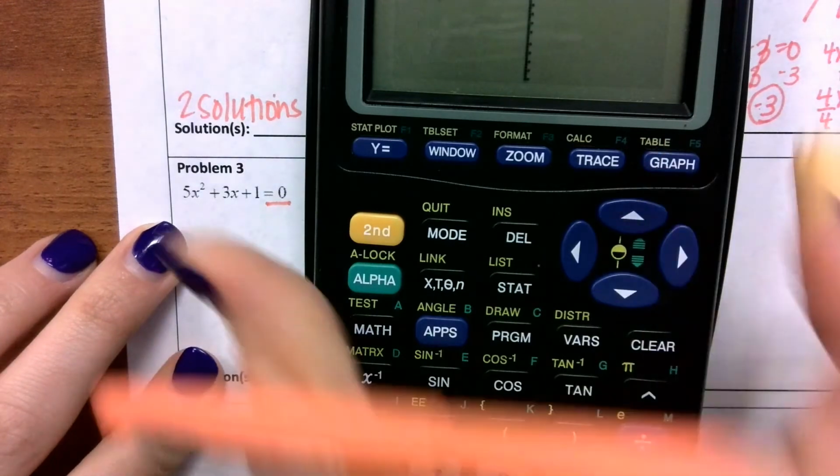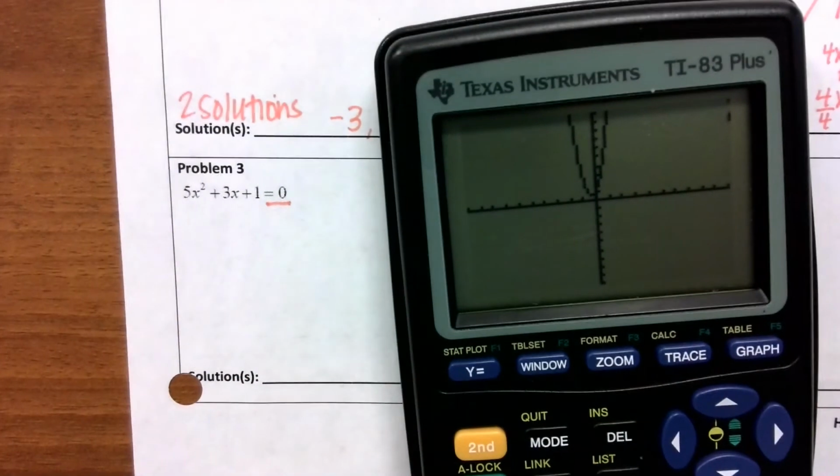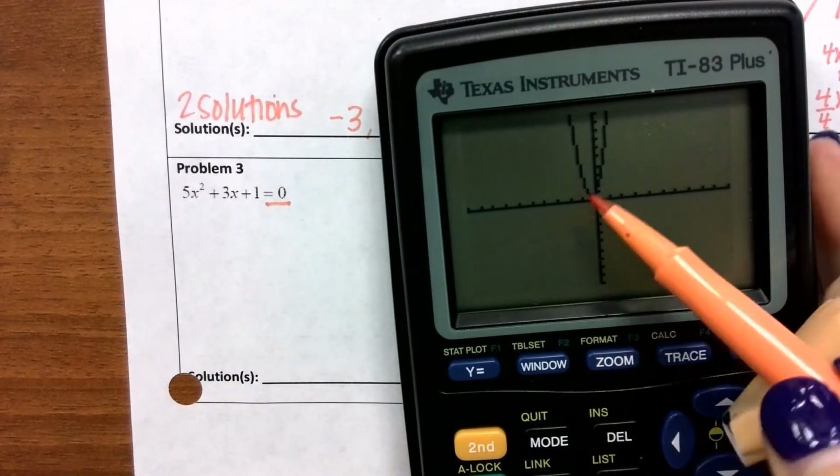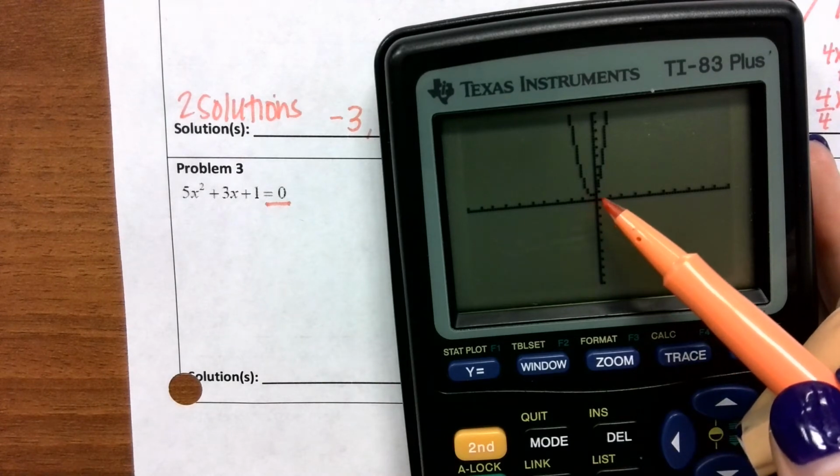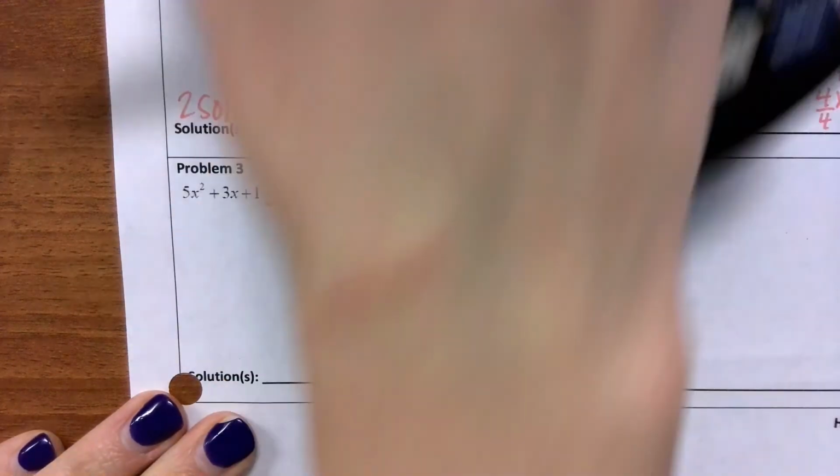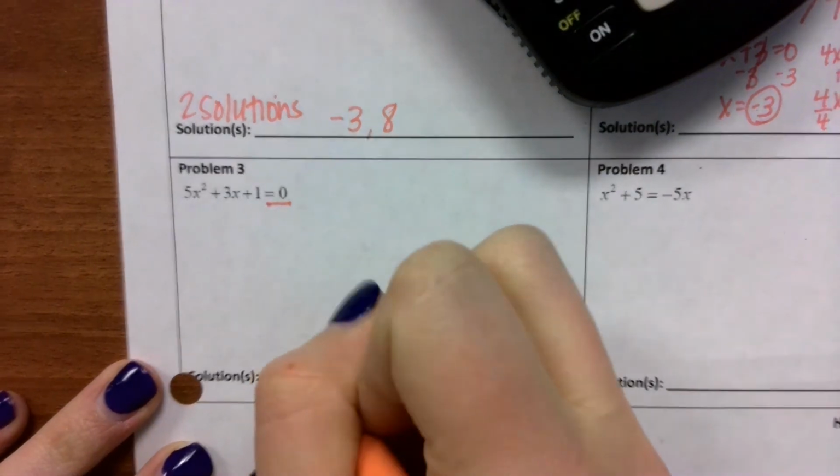When I graph it, I can see, ooh, this one's unique. If you can see this one, the vertex does not cross the x-axis, which means this one is going to be no solution.